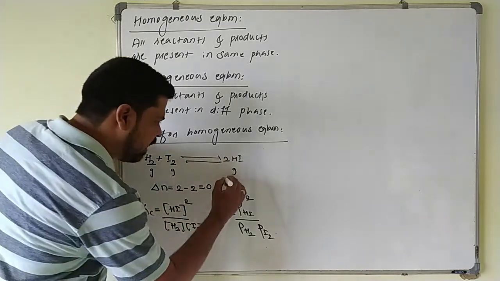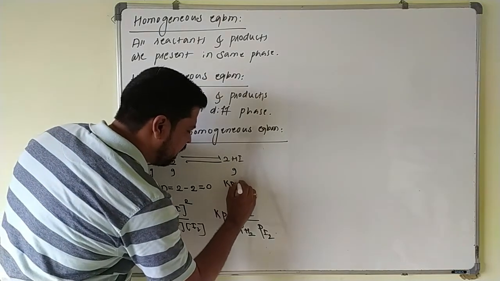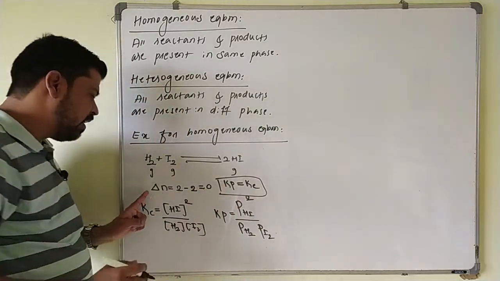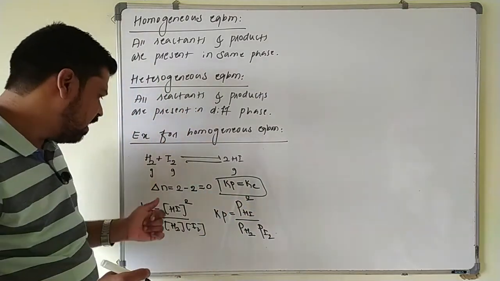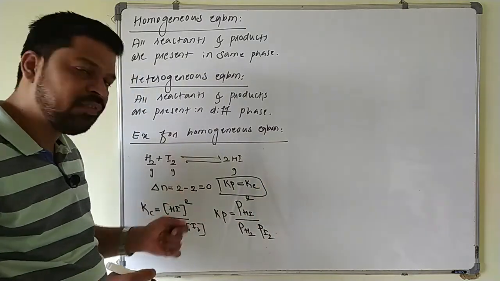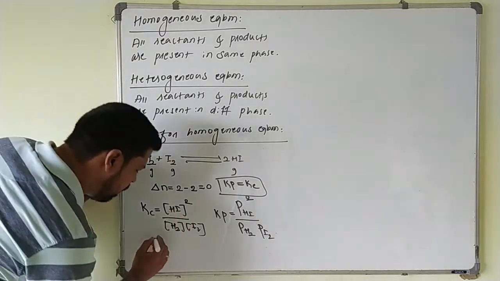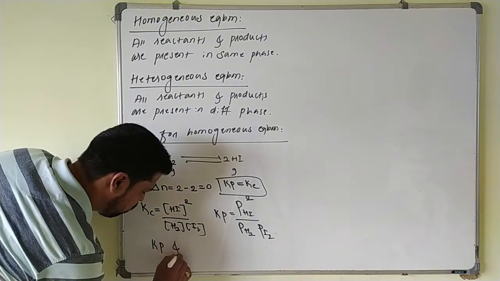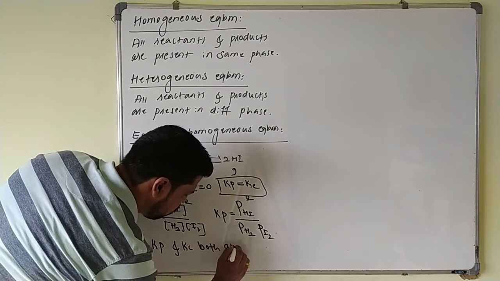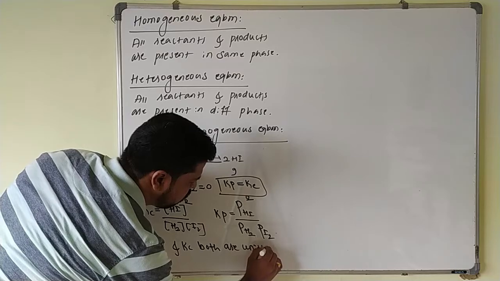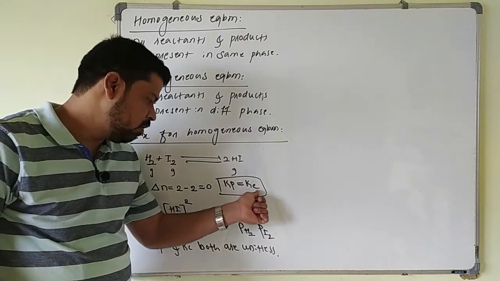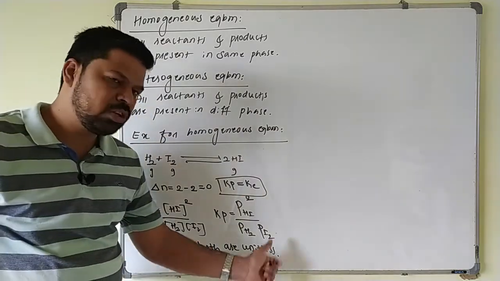Already we know that delta n equals 0, so Kp will be equal to Kc. And if delta n is 0, Kp and Kc are both unitless, as we have already discussed. So for any reaction with delta n equal to 0, Kp equals Kc, and both are unitless.